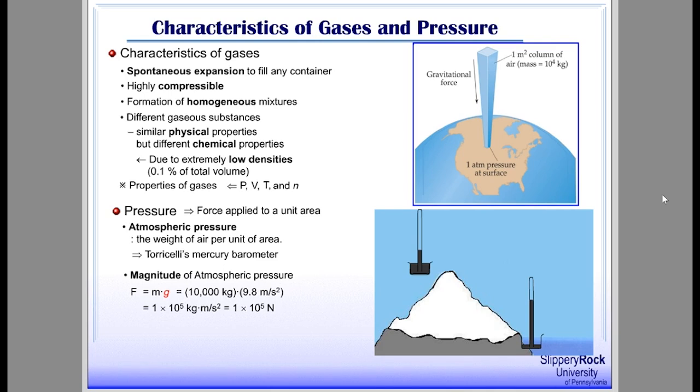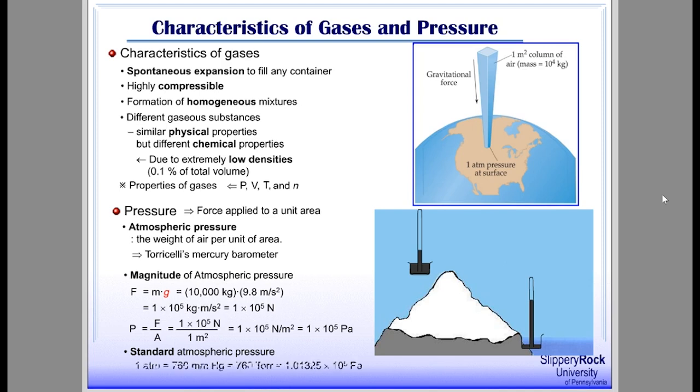Since the pressure is defined by force over area, the pressure of the air column is 1 times 10 to the 5th newtons divided by 1 meter squared, which is equal to 1 times 10 to the 5th newtons per meter squared and 1 times 10 to the 5th Pascal. Standard atmosphere pressure is 1 atm, which is equal to 760 millimeter mercury or 760 torr, or 1.01325 times 10 to the 5th Pascal.